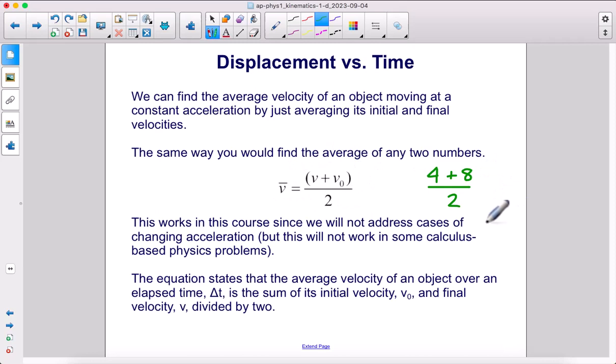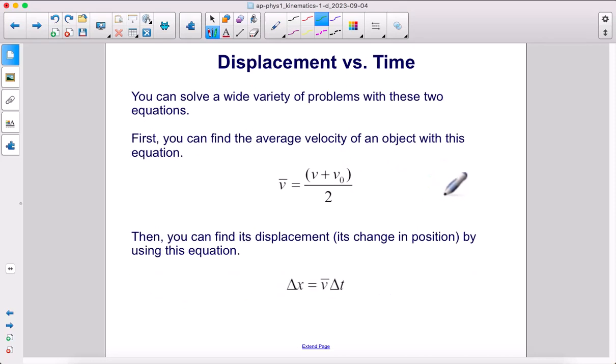This works in this course since we will not address cases of changing acceleration. This method will not work in some calculus-based physics problems in AP C. This equation states that the average velocity of an object over an elapsed time, delta t, is the sum of its initial velocity and final velocity divided by 2. You can solve a wide variety of problems with these two equations. First, you can find the average velocity of an object with this equation. Then you can find its displacement by using this equation.